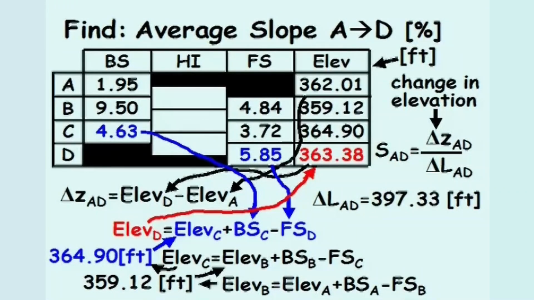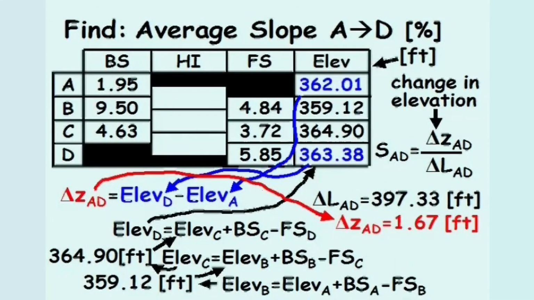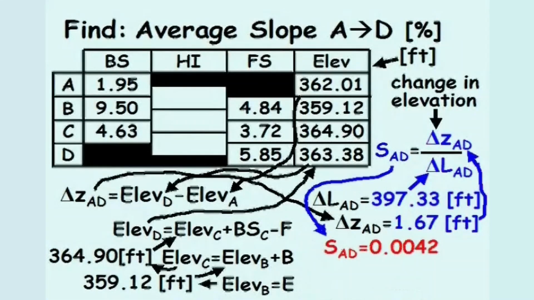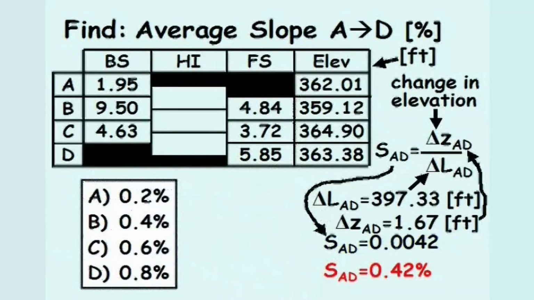Next, we can find the change in elevation by subtracting the elevation at point A from the elevation at point D, which equals 1.67 feet. To find the average slope from point A to point D, we'll divide 1.67 feet by 397.33 feet, and the average slope of line segment AD equals 0.0042, which, as a percentage, equals 0.42%. When reviewing the possible solutions, the answer is B.